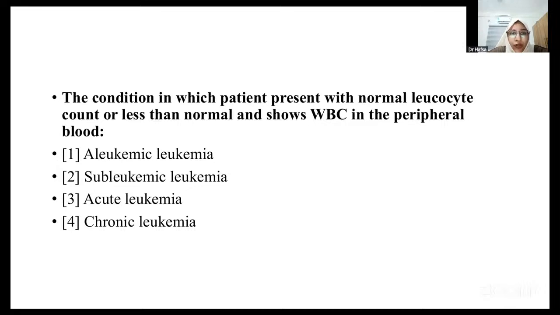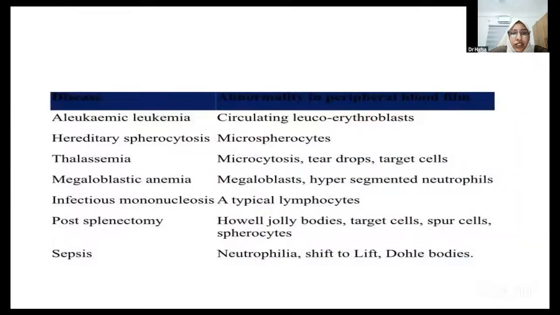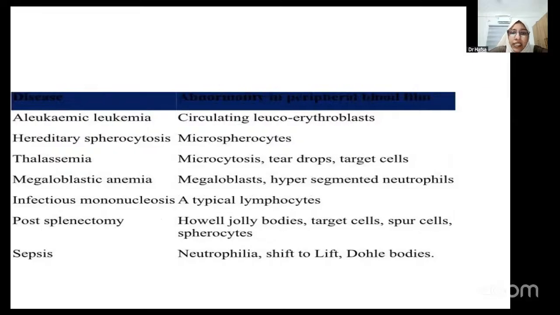And I'll get you a box from Davidson that is also a very easily absorbable table. This is just a random question to make you understand that leukemia is an important part. The condition in which the patient presents with a normal leukocyte count or less than normal and shows WBC in the peripheral blood, so what is the condition? I put the question here to make you understand. This box is very important. It shows you the different diseases and abnormalities in the peripheral blood.